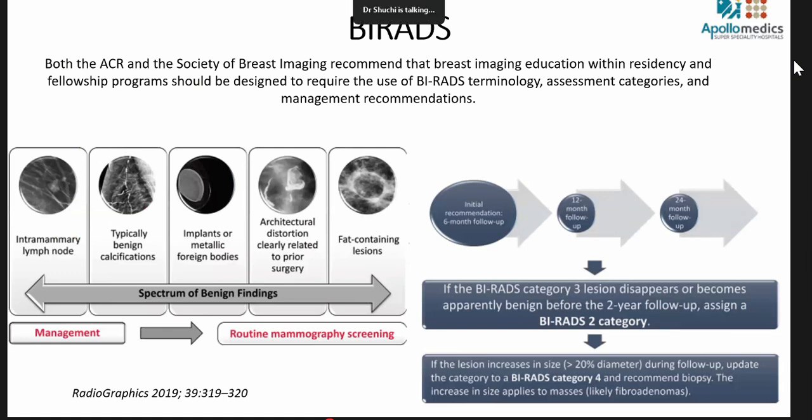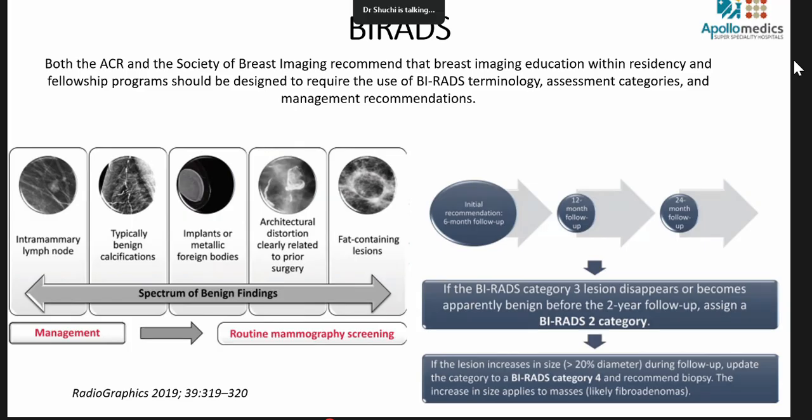So this is what will finally happen. Once you have given your BIRADS, you have seen the patient, ultrasound and mammography have been done, and the treatment has also been done, now you are doing a follow-up. Both the ACR and the Society of Breast Imaging recommend that breast imaging education within residency and fellowship programs should be designed to require the use of BIRADS terminology, assessment categories, and management recommendations. Basically, with your BIRADS, the management also has to be decided. So you should know exactly what will happen for each BIRADS. If it is an intramammary lymph node, typically benign, implants, architectural distortion, fat necrosis, these are a spectrum of benign findings, management is just routine mammography.